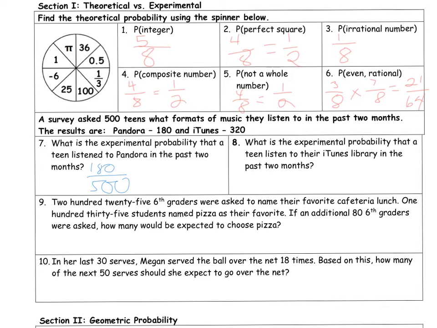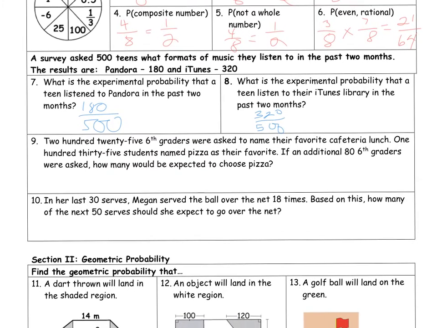What is the experimental probability a teen listened to their iTunes library in the past 2 months? 320 out of 500. The reason those are experimental probabilities is because they actually talk to people. The theoretical probability for both would be 1/2 because you have an equal chance of picking one or the other.